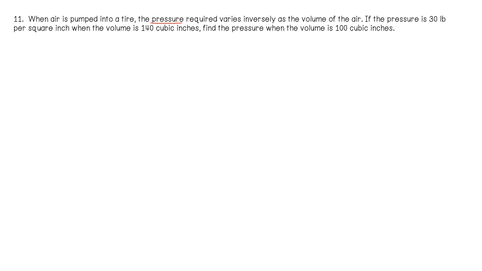So, pressure varies inversely as the volume. What does inversely mean? To divide. So pressure varies inversely as the volume. There's my formula. Now, most information. 30 pounds per square inch is the pressure. The volume is 140. So I'm going to go ahead and plug that in. I'll need to multiply by 140 on both sides to figure out what K is.